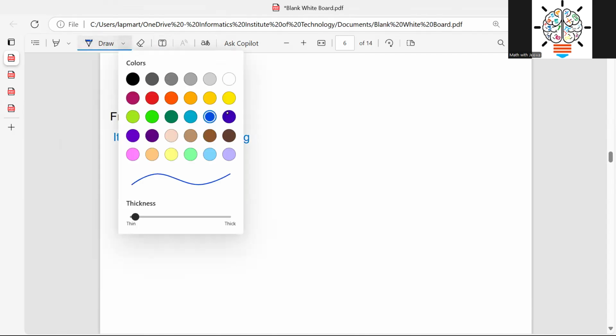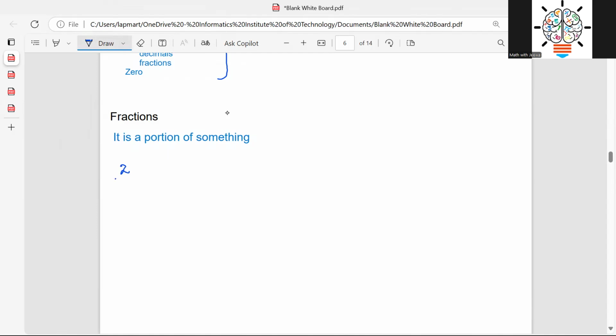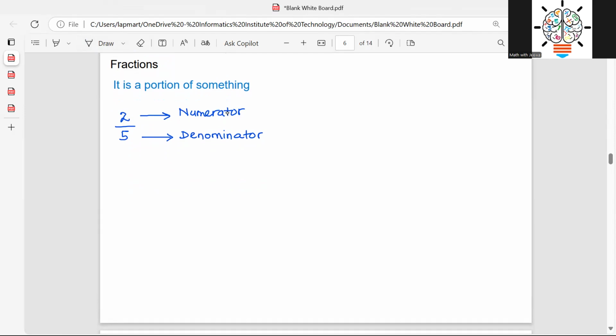How are we going to show this portion of something? Let's say we write 2 over 5. What does this mean? If you have five pieces, I'm talking about 2 pieces. This we call the numerator, and this we call the denominator. The lower part we call the denominator, the upper part we call the numerator. What is a fraction? It is a portion of something, right?